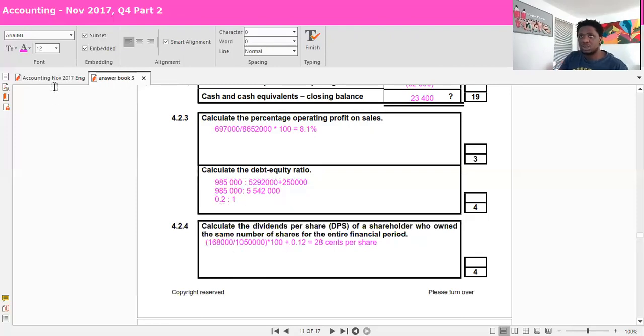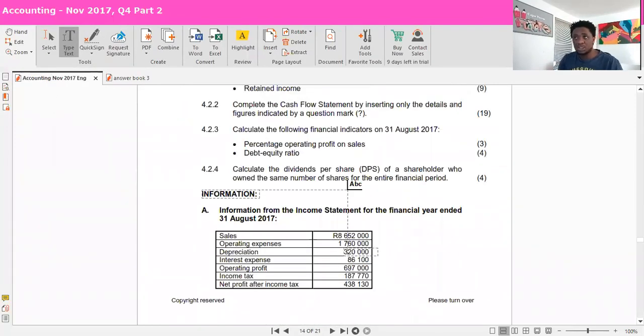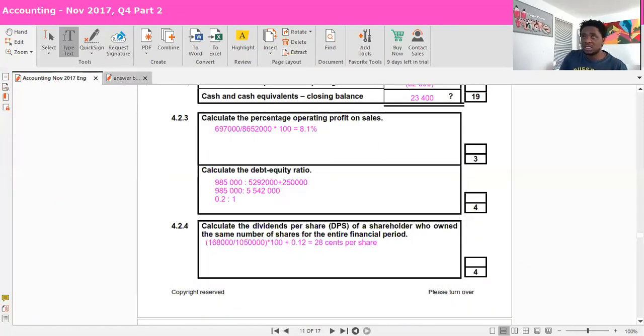Let me just check if there are any more questions. There are no more questions, so you can see there how I worked that out. You just took the final dividend, divided by the shares, multiplied by 100, then added the interim dividend, which was 12 cents per share, and we get 28 cents per share.